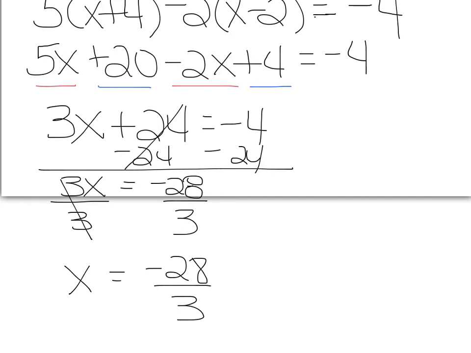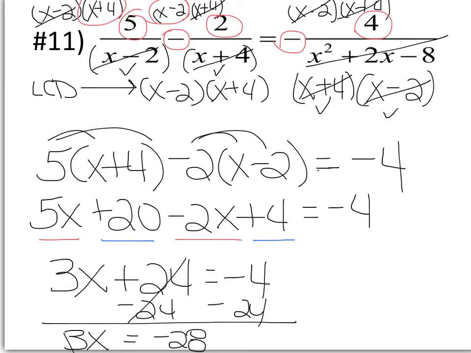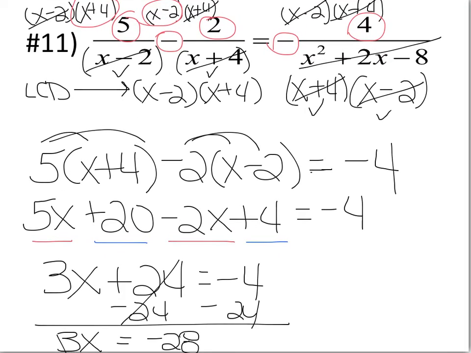Now let's go back up to the top and see if I put negative 28 over 3 into my denominators, am I going to get 0? So what's going to give me 0 here? 2, right? 2 minus 2 is 0. So 2 is a no-go. What's going to give me 0 here? Negative 4. And those are the same things that are going to give me 0 here. So my only bad solutions would be 2 and negative 4.